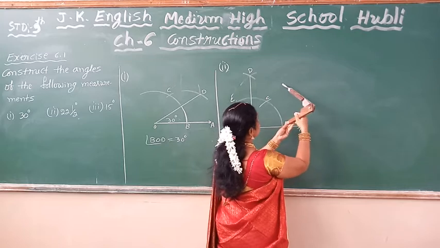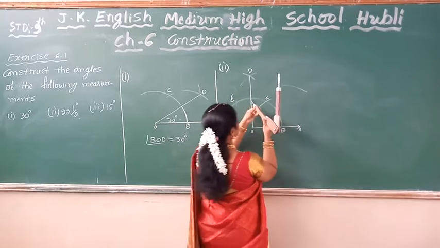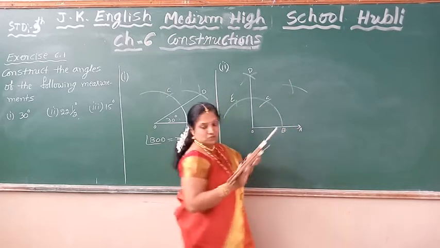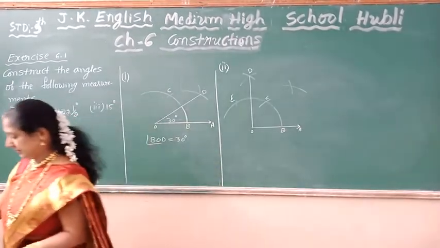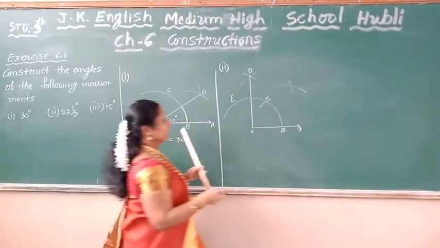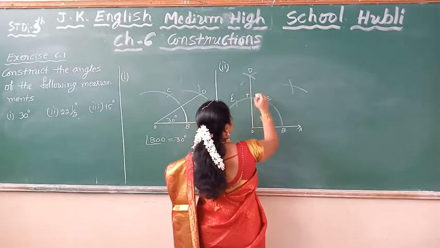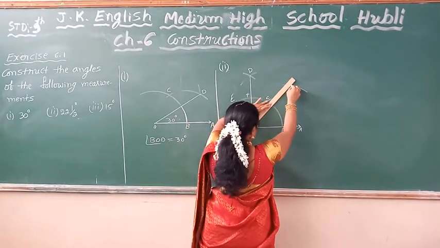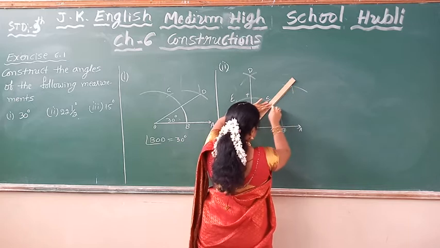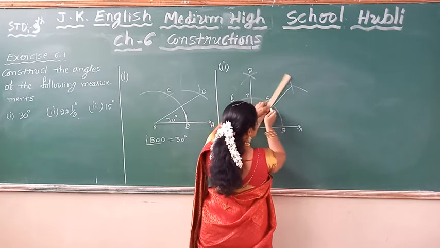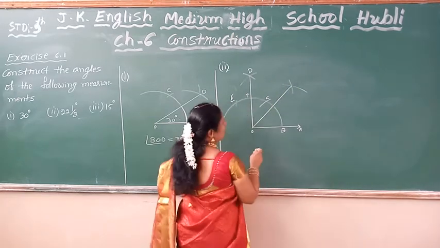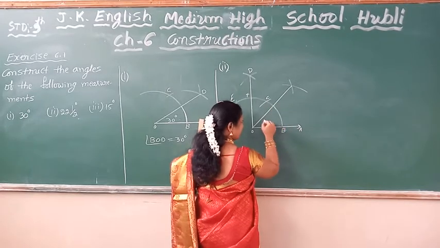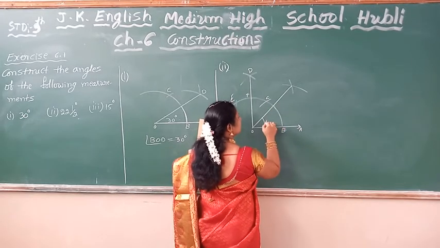Taking B as center, draw an arc, and when it is intersecting this arc, you can take that as center and cut this arc and join. You will get 45 degree. You can give your own name also. Taking F as center and B as center, draw arcs where those two arcs intersect. From there we join to O. So whatever I got, this is 45 degree. From here to here is 45 degree.